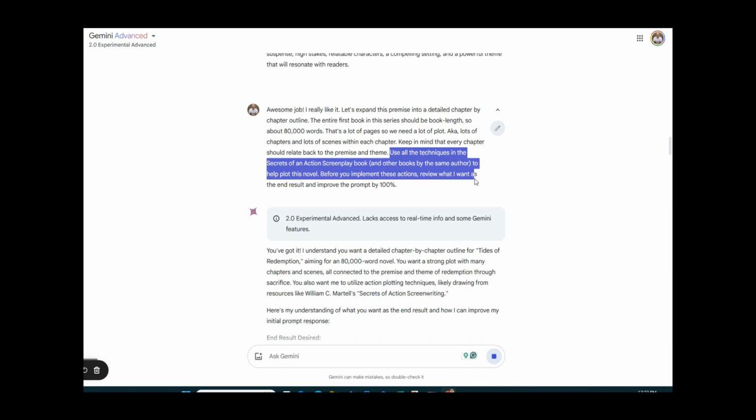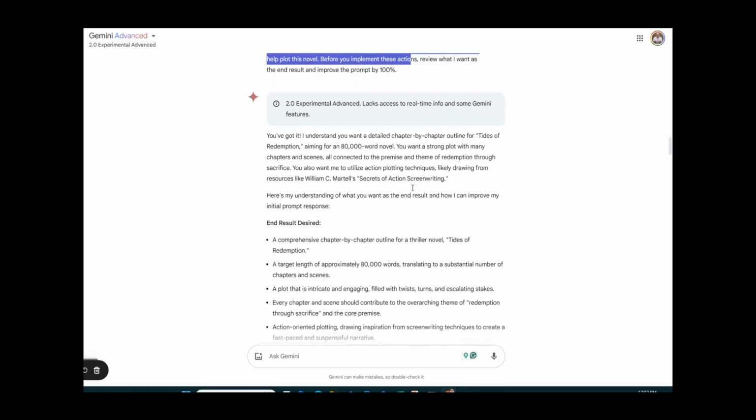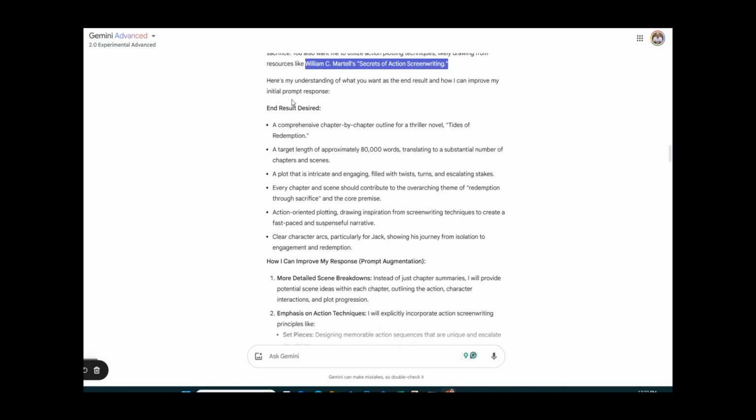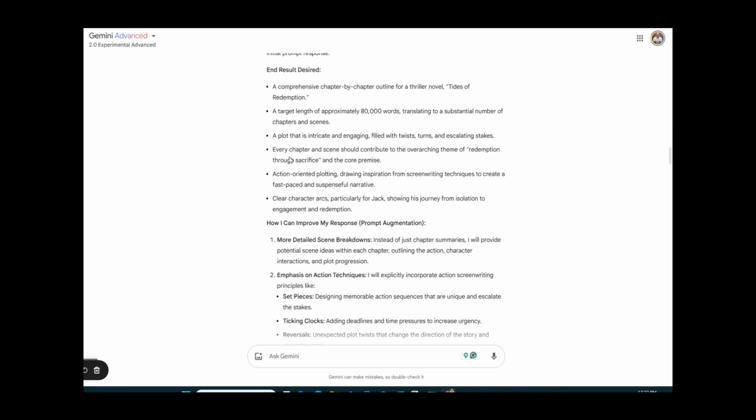I'm asking the AI to pull information from these books to improve the outline by 100%. Let's see what we got. Oh, William C. Martell. Good. So that is the author's name. So I know they got the right information, the right book anyway. So the end result: a comprehensive chapter by chapter outline and all this stuff that I want.